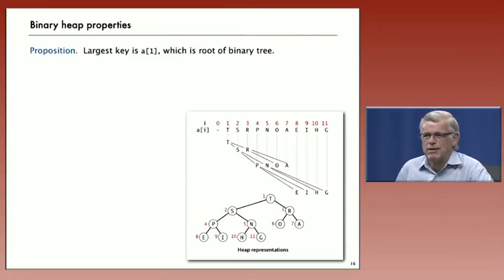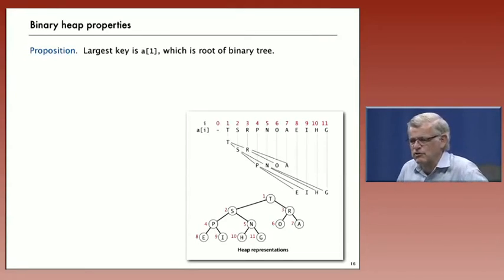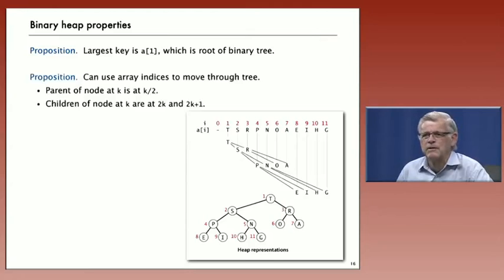So let's look at a few properties of binary heaps. So that's complete binary trees represented in an array with keys in the nodes satisfying the heap order property. Well, the first thing is that A of 1 is the largest key. It's larger than the keys of its 2 children and they're larger than theirs and so forth. So it's the largest key in the data structure.